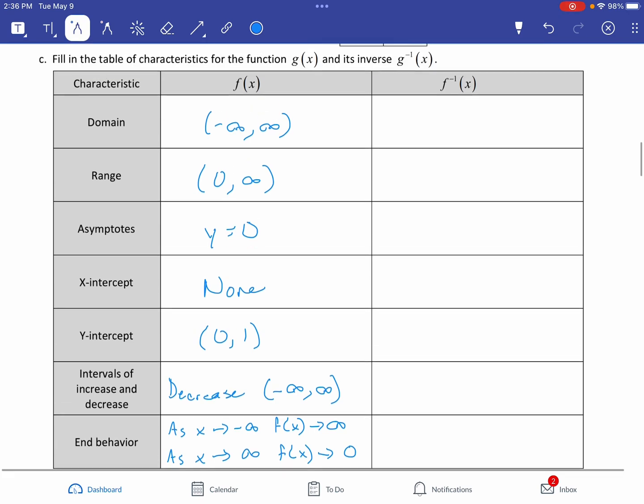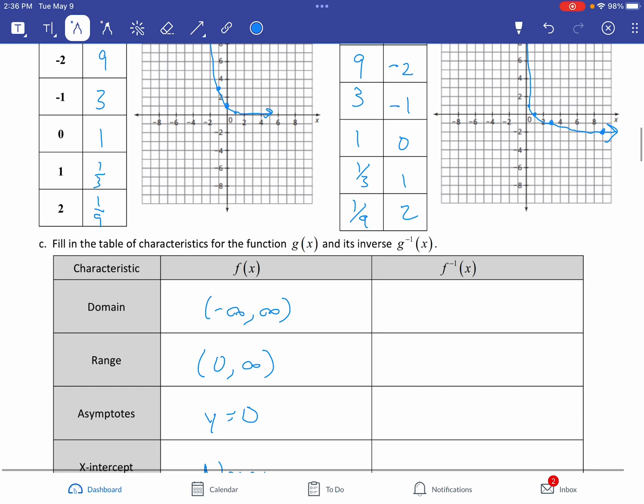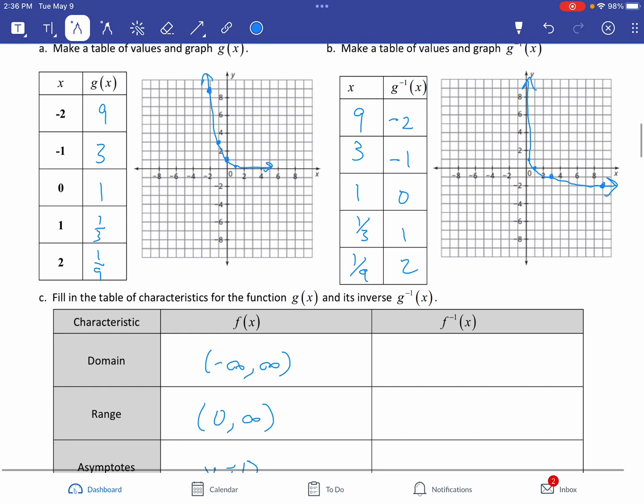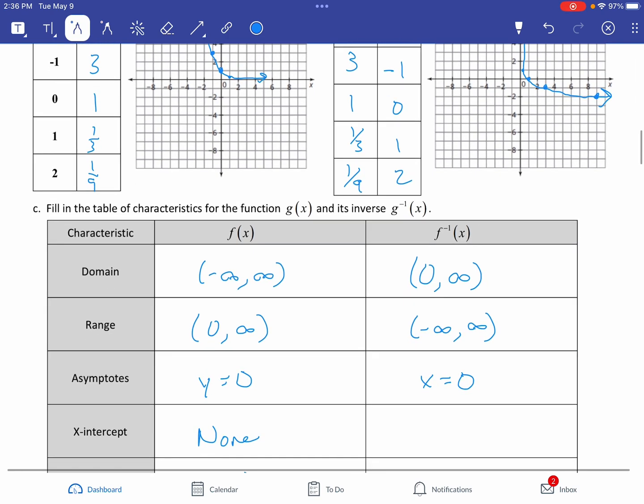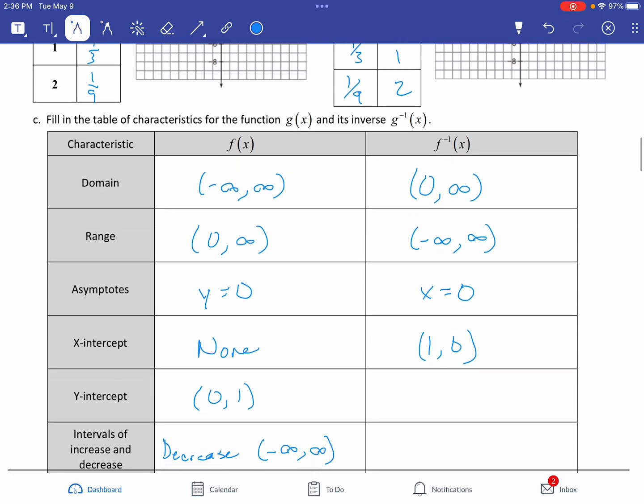Now let's look at the characteristics for the inverse. Domain is going to be, so it doesn't cross the y-axis. So the domain is 0 to infinity. The range, the y values that exist in the graph, goes up and it keeps going down. So it's negative infinity to positive infinity. The asymptote, this time it is the y-axis, which has an equation of x equals 0. There is an x-intercept. It's (1, 0). You can see that in the table, right in the middle there. All right. There is no y-intercept.